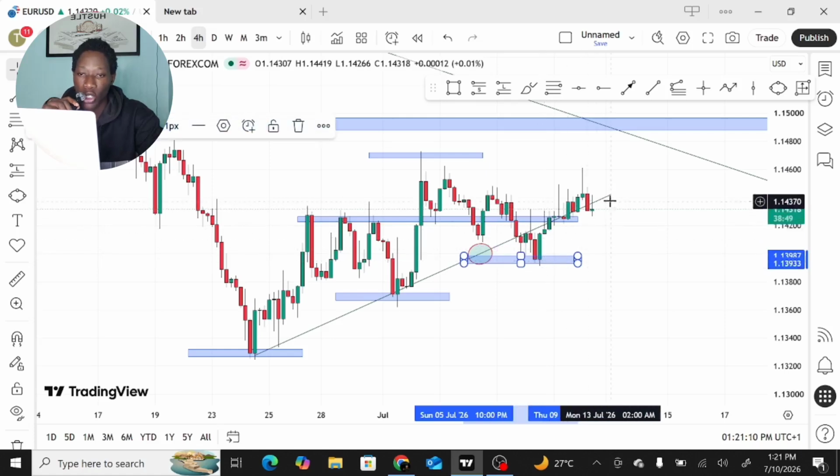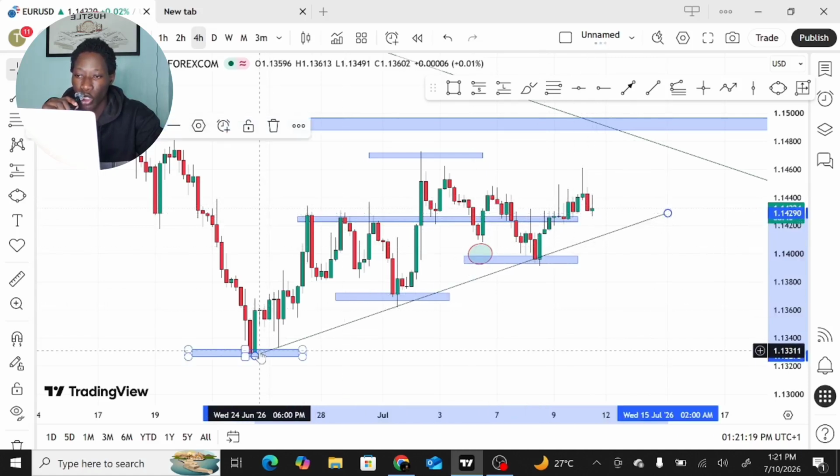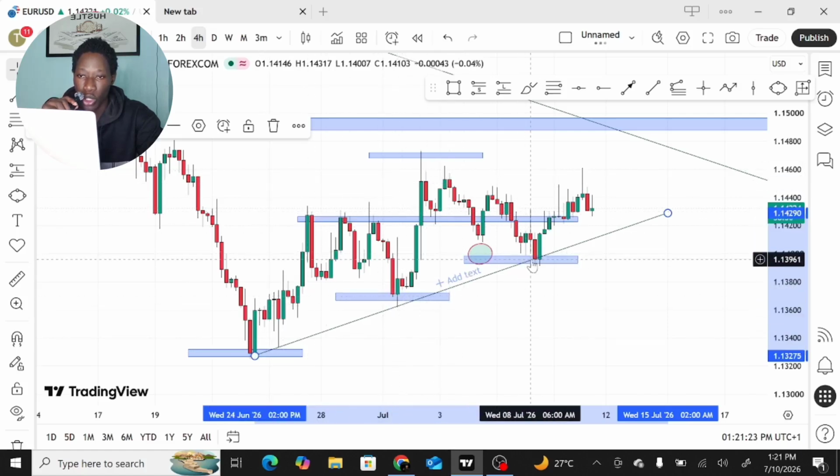So if we adjust this trend line to be something like this, you get: first touch, push up. Second touch, push up. Another touch. So is this market going to start pushing up and get to this point, or is it still going to break this trend line?